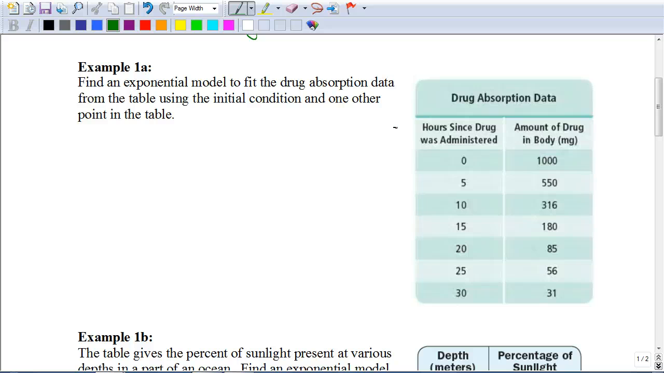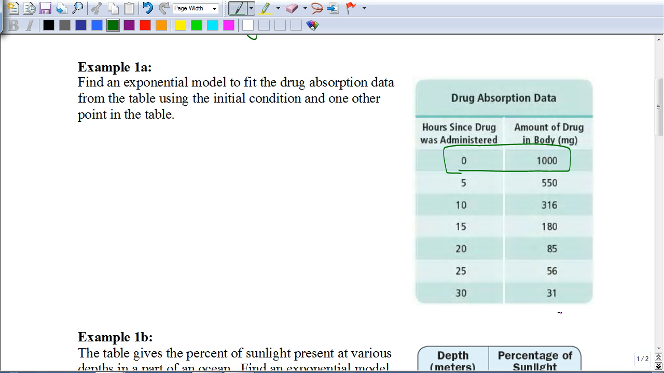So the first column represents the hours since the drug was administered, and the second column represents the amount of drug in the body after a certain amount of time. So after 0 hours have gone by, there's 1,000 milligrams that were administered and that's in the body, so that's how much was administered at the beginning. After 5 hours, that's diminished because the body's been absorbing it. So now there'd be 550 milligrams. All the way down to after 30 hours, there'd only be 31 milligrams in the body.